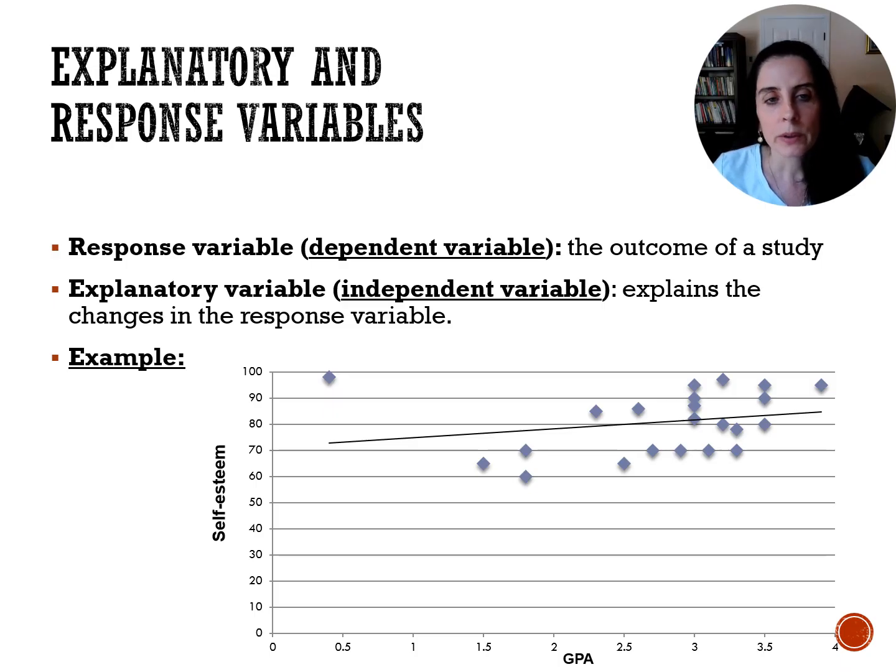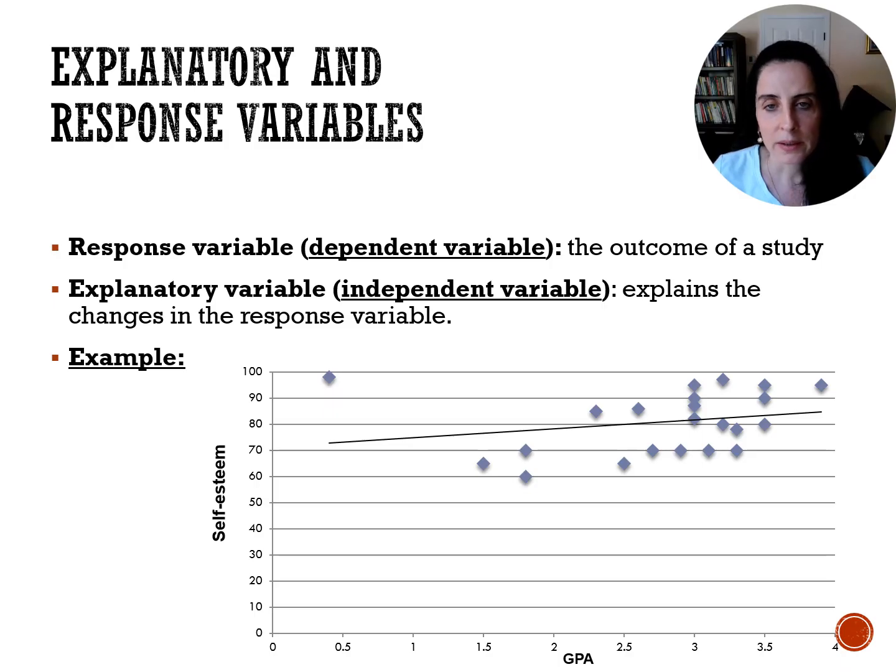The variable that we're trying to explain or predict is called the response variable or the dependent variable because it depends on another variable. The explanatory variable is the variable that we use to explain or to predict the response variable. We also call the explanatory variable the independent variable because it is not a function of another variable.